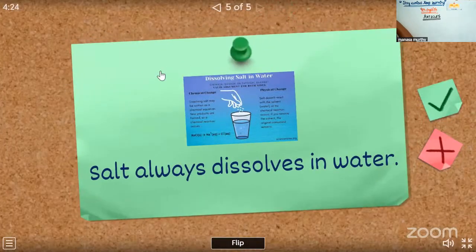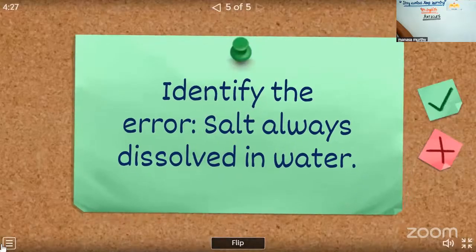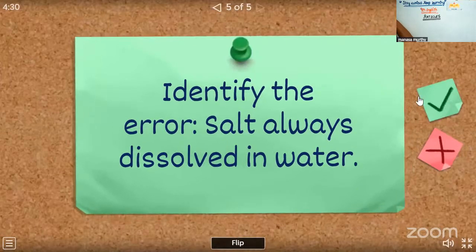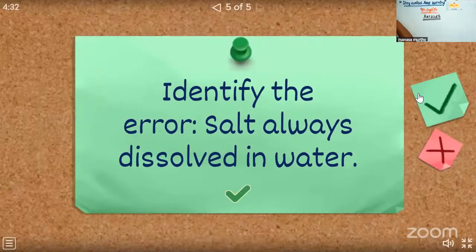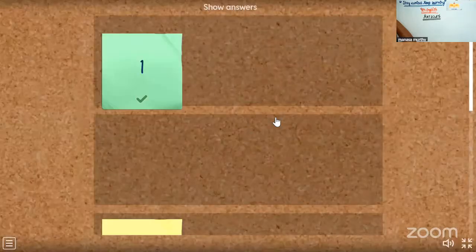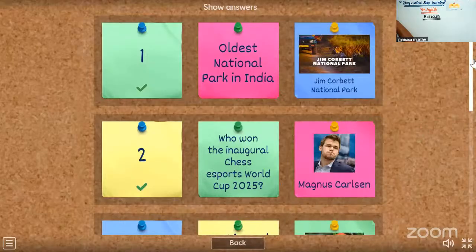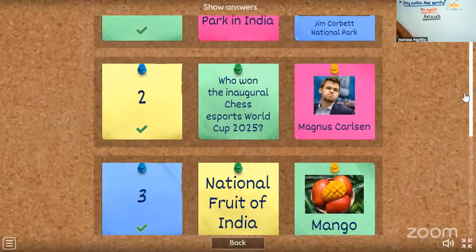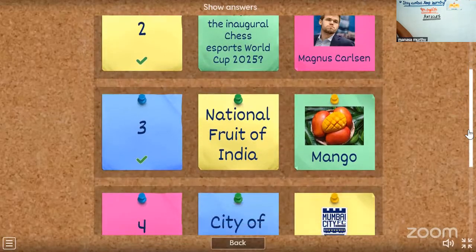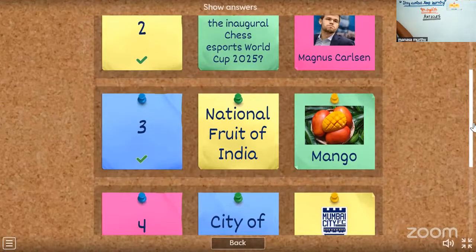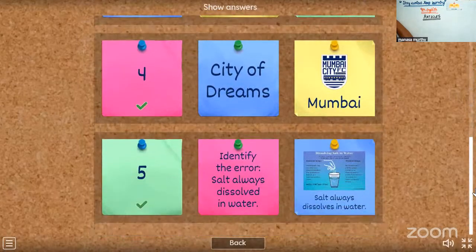Okay, so we got to know a few things. National fruit of India. Who won esports? It was Magnus Carlsen. Oldest national park is Jim Corbett National Park, which is in Uttarakhand. Inaugural Chess Esports World Cup 2025, Magnus Carlsen won it. National fruit of India is mango. City of Dreams, Mumbai is being called City of Dreams. The sentence error was identified. Right? I hope you could make a note of it somewhere. If you hadn't known it, if you could make a note of it, well and good. Okay?